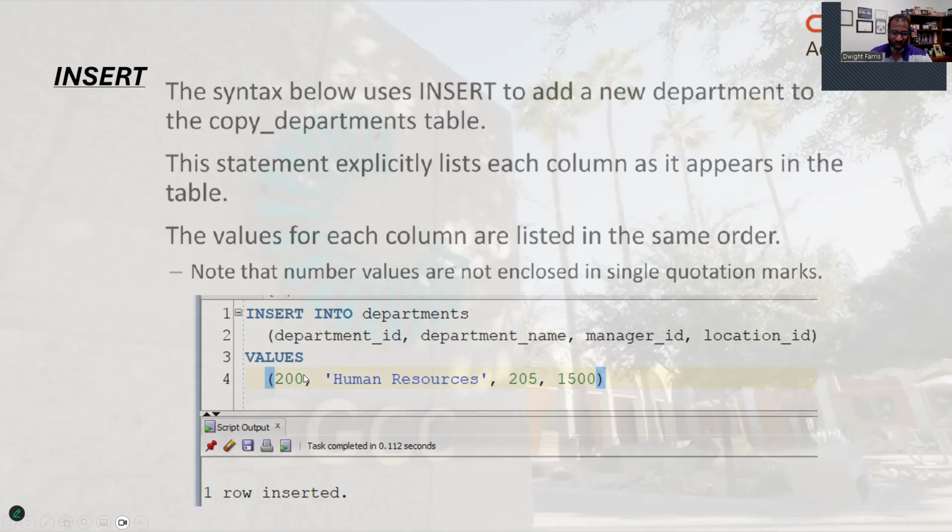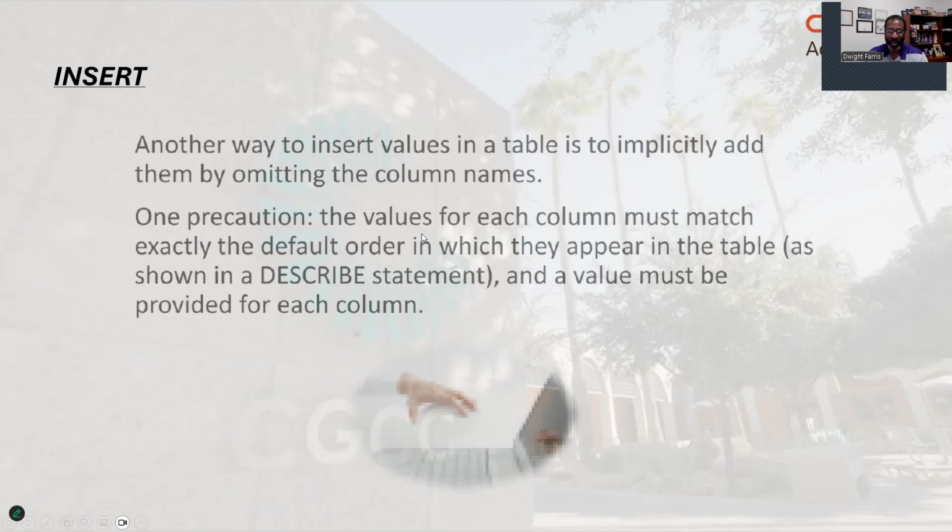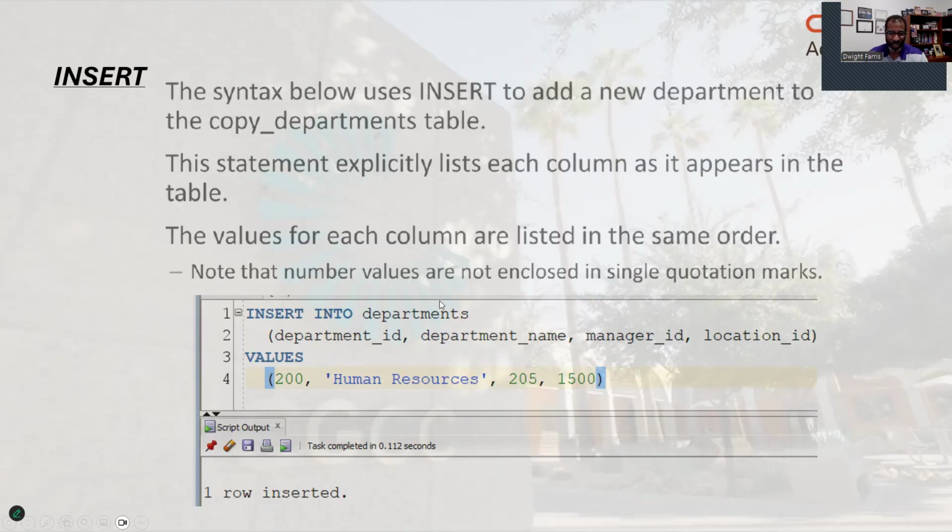Then 200 is the department number, Human Resources is the department name, and the department ID is a number. The manager ID and location ID are also numbers. If you run that in our developer, you will receive the indication of success: 1 row inserted. Woohoo, I know that makes you excited. If you go back and run a select star statement, you see there's an additional row.